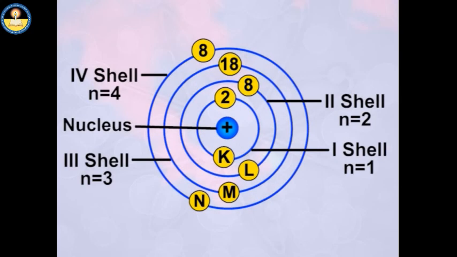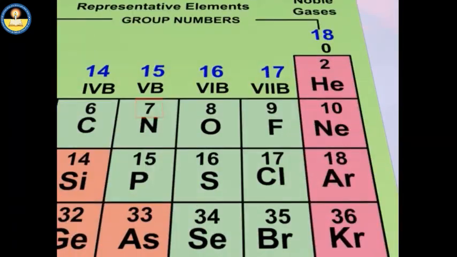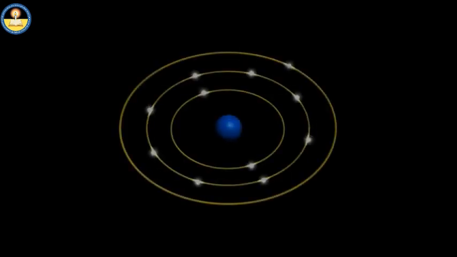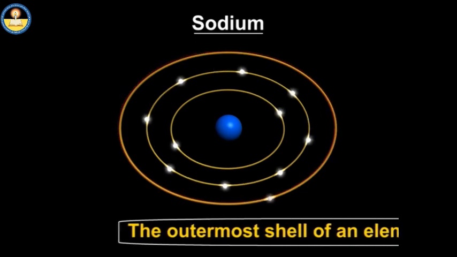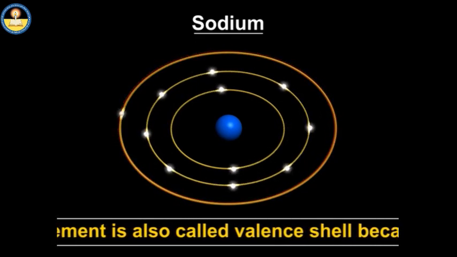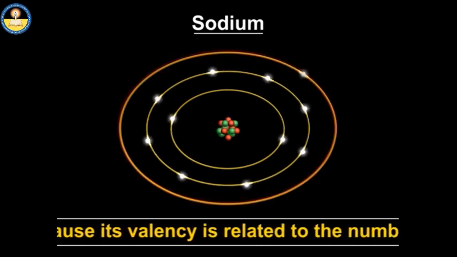According to the Bohr-Bury scheme, the electronic distribution in the first 4 shells is: K has 2 electrons, L 8, M 18 and N 8. The outermost shell cannot have more than 8 electrons and the K shell can have a maximum of 2 electrons. If the atomic number of an element is known, the arrangement of electrons in its atom can be written. The outermost shell of an element is called the valence shell because its valency is related to the number of electrons present in the shell.